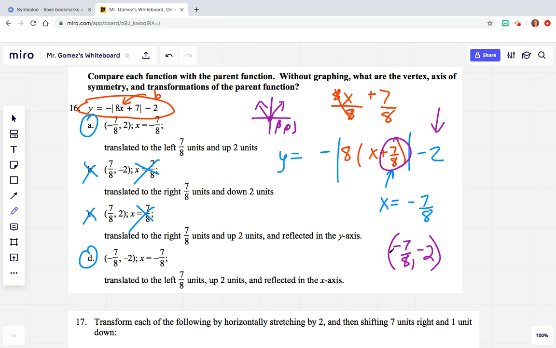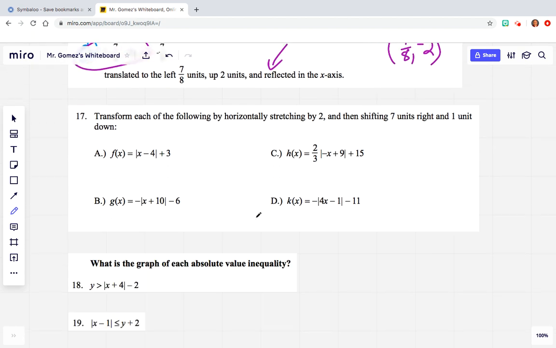So from (0, 0), it shifts 7/8 to the left, hence giving us a negative 7/8, and then a -2, which is a vertical shift down 2 units. So D would be the answer. And yes, you could see the reflection across the x-axis also is shown by this coefficient in front of the a value. Okay, so D would be the answer for this one. All right, let's go to number 17.